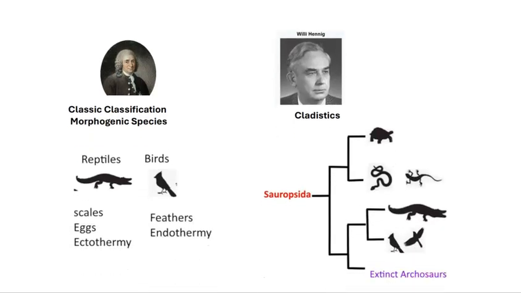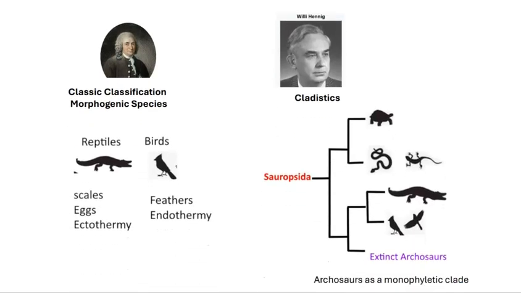And so this was the predominant mode of classification. There was no implication in Linnaean classification of evolutionary relationship, and we can see that when we look at Linnaean groups of reptiles, which are based on having scales, eggs, and being cold-blooded, ectothermy. That makes you a reptile. And if you're a bird, then of course we have feathers and endothermy. And so we have these two distinct groups. But there was never any implication in Linnaean classification about the evolutionary relationship between these two groups.